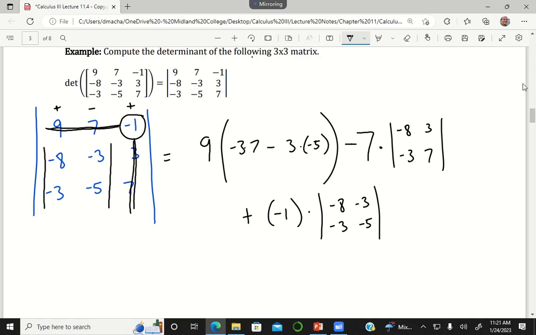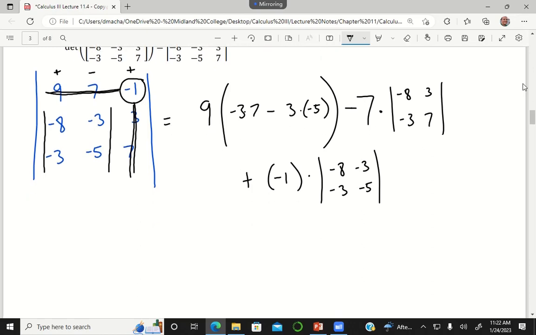One of the hardest parts for me to remember about this whole procedure is that you have to subtract the middle number of the top row. I don't know why it's so hard for me to remember, but I always just do like 9 times this determinant, 7 times this determinant, plus negative 1 times this determinant, and I forget to subtract the middle one. So this minus sign right here is the one that I'm always going to screw up, and I'm always going to accidentally write a plus sign. But you have to remember that the pattern goes plus, minus, plus. And of course we're not done yet.